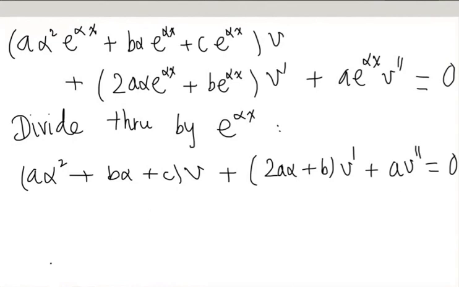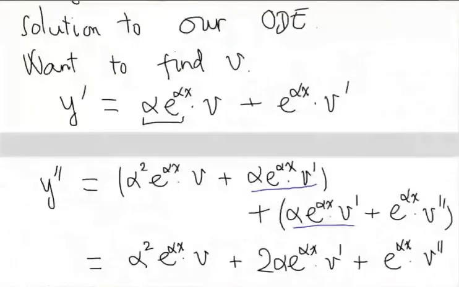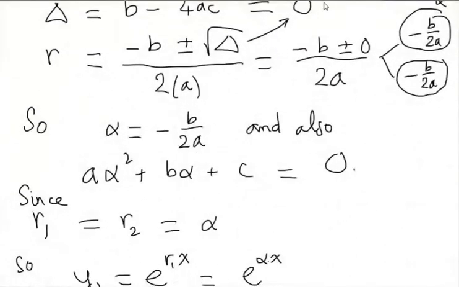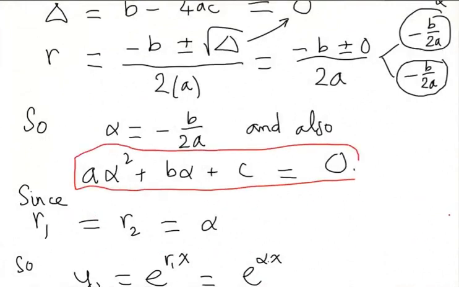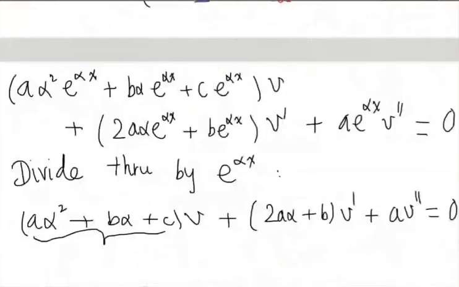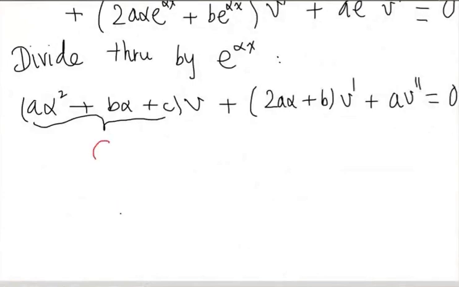But recall, this is what? A alpha squared plus b alpha plus c. Alpha is a root of the equation. So I already mentioned earlier that a alpha squared plus b alpha plus c should be 0. So that first term cancels out. The whole thing is 0.